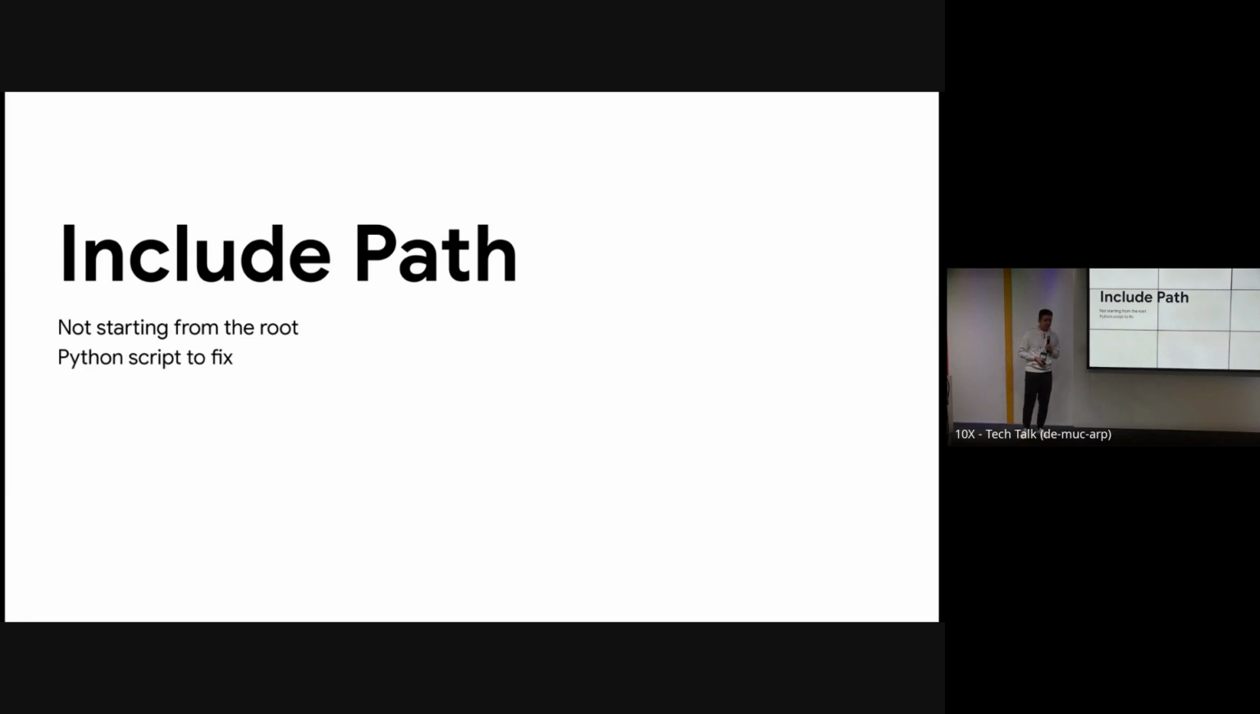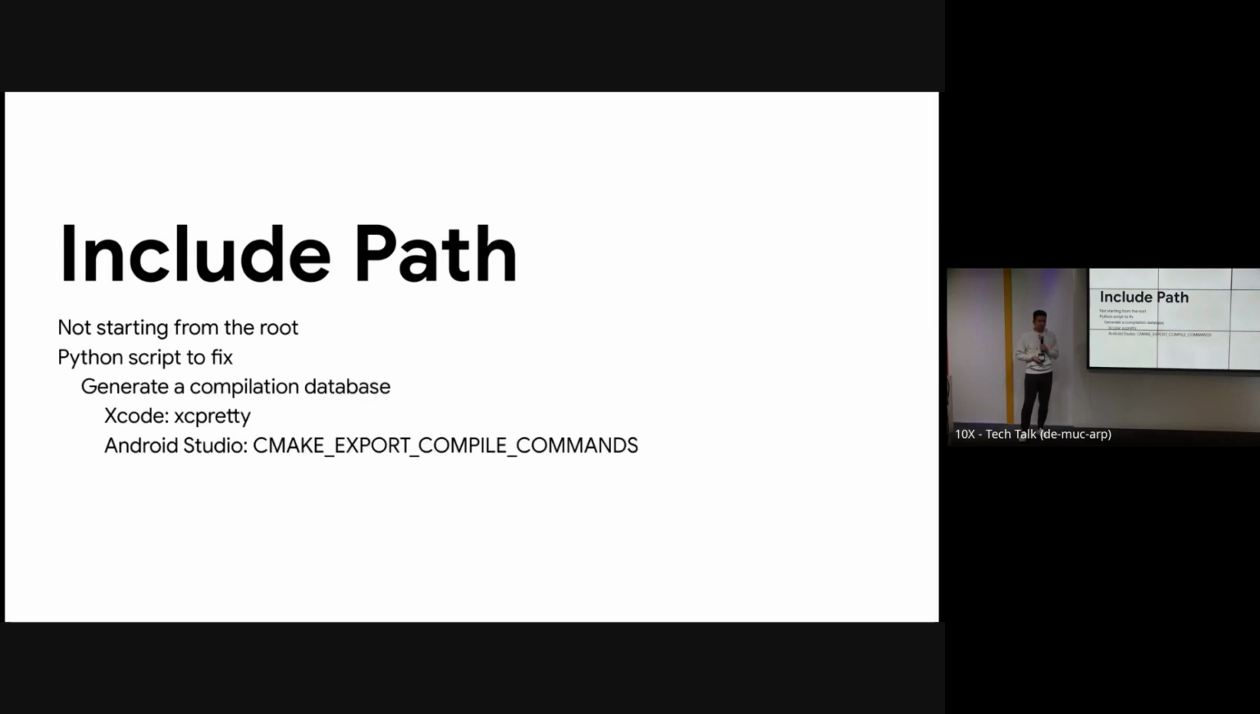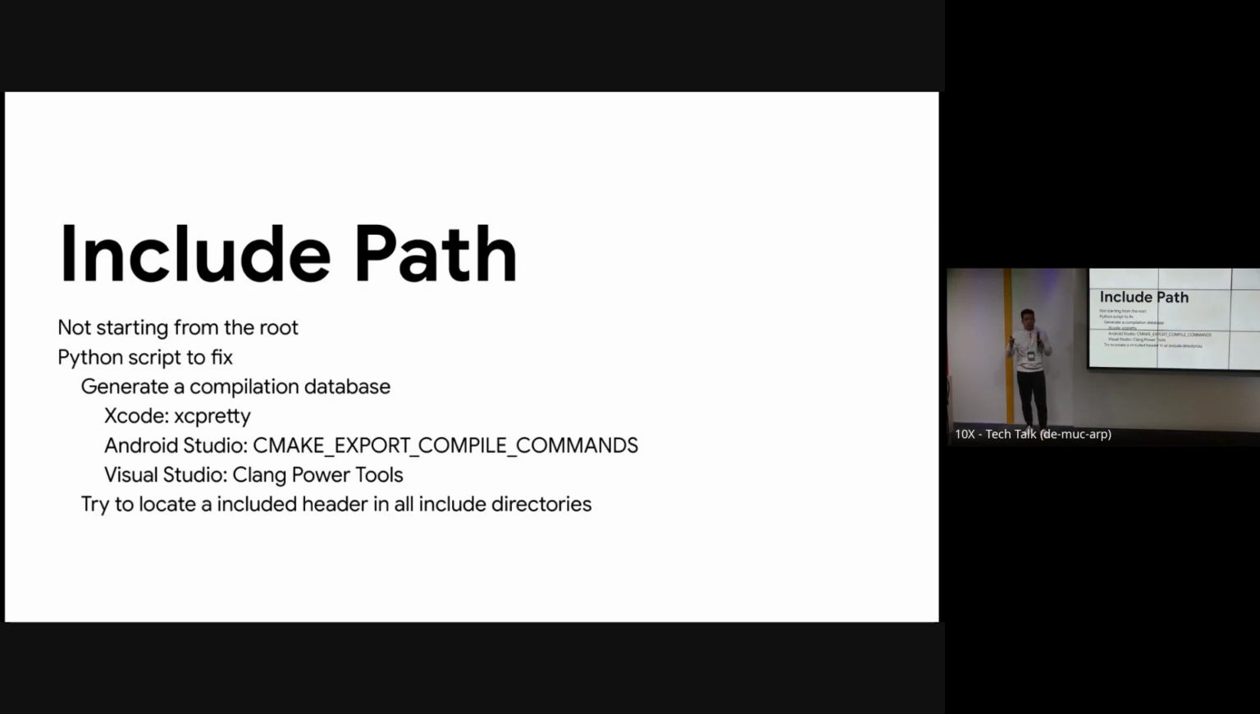So we decided to write a Python script to fix all the include paths. First, we need to generate the compilation database for the NeoX project. That's all the tools we used for the three target platforms. Now we got the compilation database. We can extract all the included directories for each source file. Then we can try to locate all the included header files in those directories and restore the correct full path.